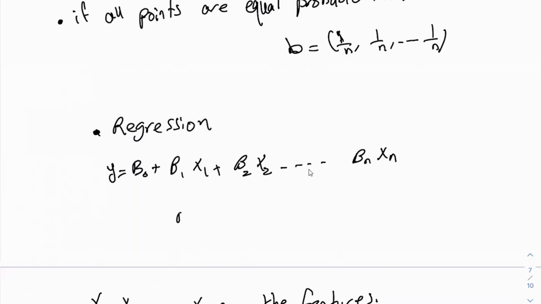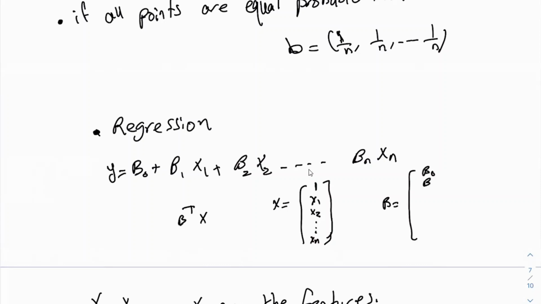You can show it as follows: b transpose times x, where x is 1, x1, x2, all the way to xn. So this is n plus 1 dimension, right? Because we start from 0, and this is not b0, this is beta transpose. And beta is beta 0, beta 1, all the way to beta n, an n plus 1 dimensional vector. Okay? Another example of that, you can write it as a linear combination, right?